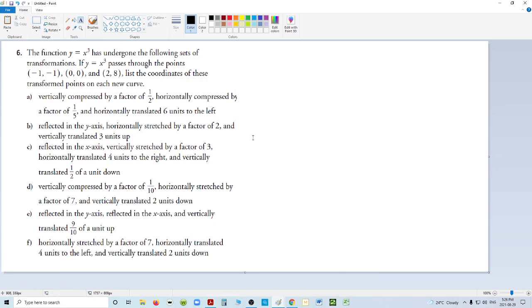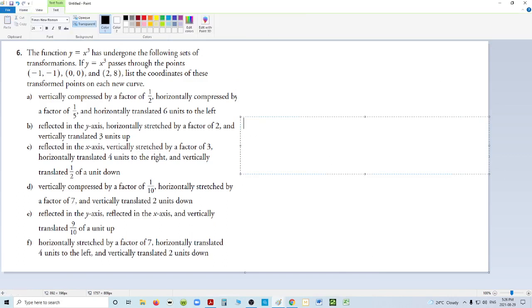So let's look at the next one. So they reflect in the y-axis, which means take your x values and multiply by negative 1. Then they say stretch by a factor of 2, so you multiply by negative 2. And then they say vertically up by 3. So take your y values and add 3.